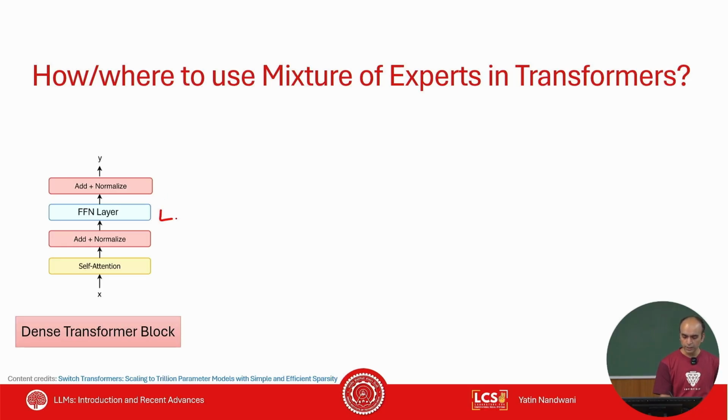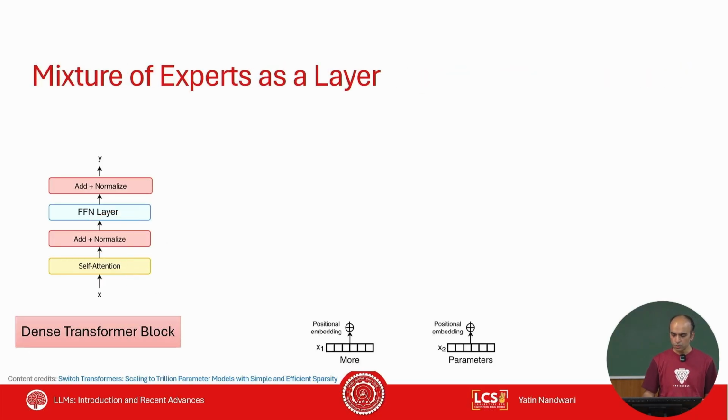Recall that self-attention is the one where tokens interact with each other. X is going to be x1 to xt, and in self-attention they interact with each other. Whereas in feed forward, it's an MLP, so each token is processed independently. If I call this an expert, then each token is routed to the same expert, right? So let's try to replace this with a mixture of experts.